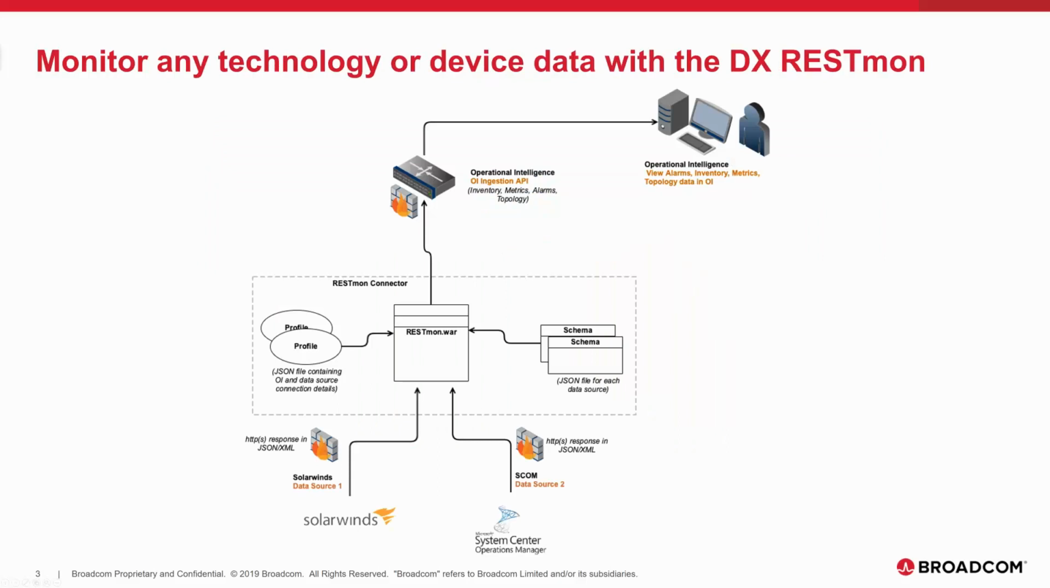As you can see on this slide, RESTMon is basically driven by two configuration files. One is the profile, which is a JSON file containing the data source connection details from where we are going to pull or push the data from. And then it is also driven by a schema file. This file, again, is just a JSON file that contains the details of the data that we're going to monitor, like URLs from where to fetch topology, metrics, alarms, inventory, etc.